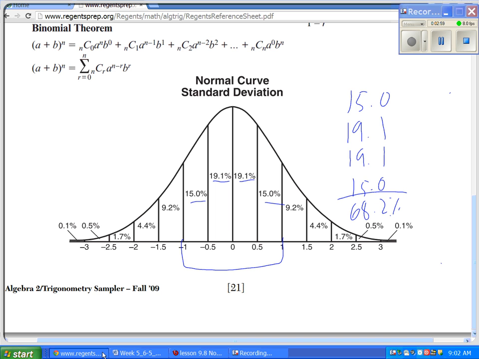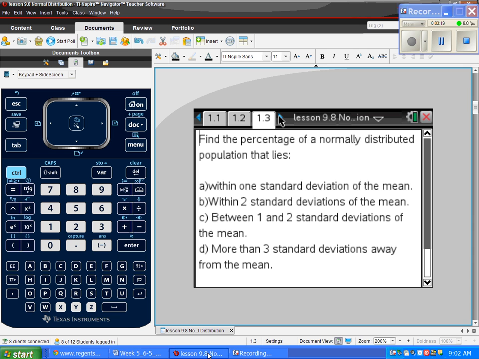Be careful when you're reading this chart, just as a side note. Notice the first 2 lines are not -1 and 1. They're -0.5 and +0.5, half a standard deviation. So when they ask you for 1, this will always be a choice, but your answer would be this one. Just be conscious of your scale. All right, let's try another one.